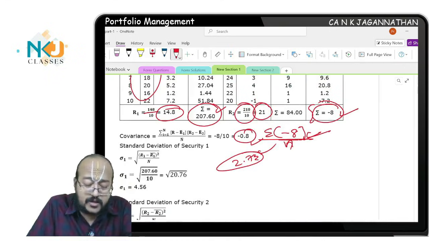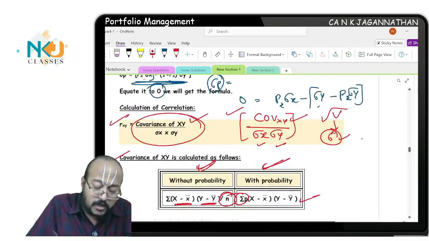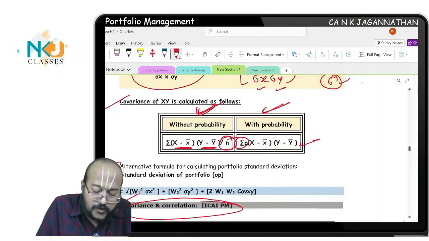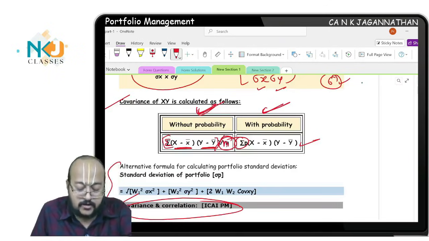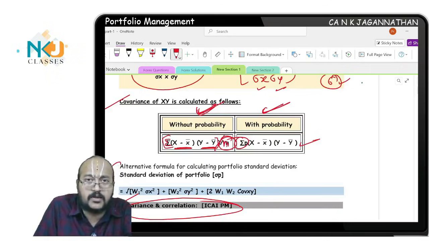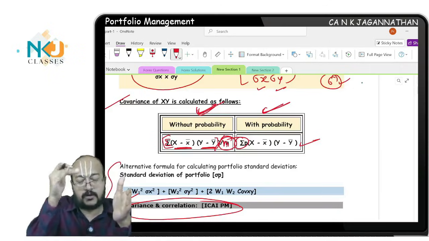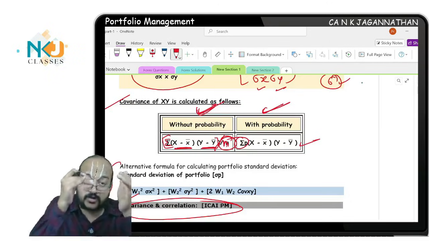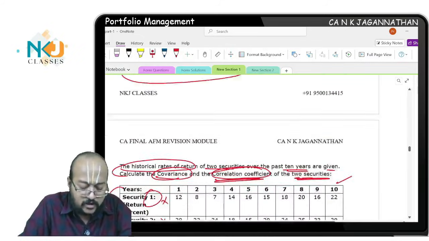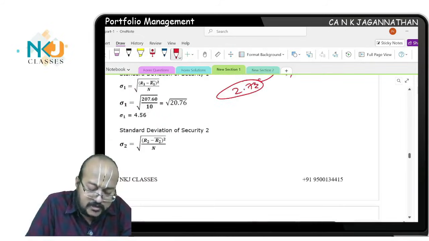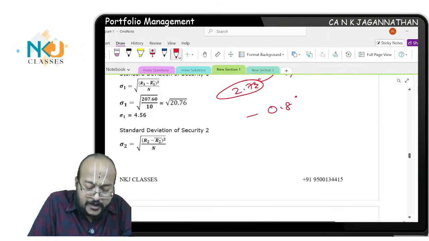Say covariance. Now we got covariance. See, now you see the formula without probability I have given. How to find out? Summation of x minus x bar, y minus y bar, when you get it total divided by n. Are you understanding? When the probability is given, you multiply every number with the respective probability, then find the summation. You will get the covariance directly. Now we got the covariance as minus 0.8.